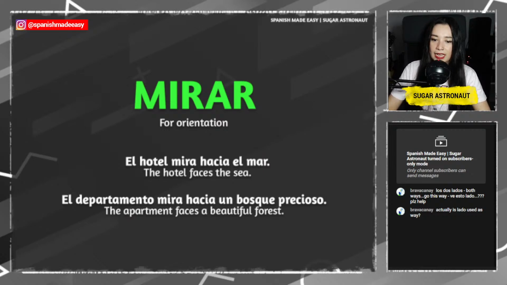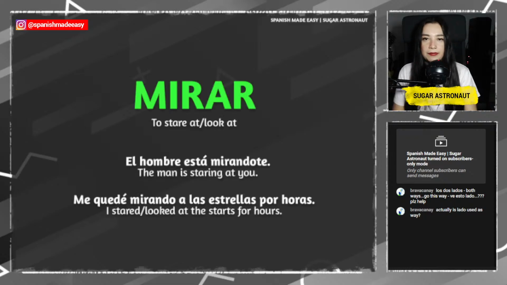The last use of the verb mirar is to stare at or to look at. Specifically when you're really staring at something, okay? It could be a person, it could be an object. So, like, I'm staring at my screen. Estoy mirando mi pantalla. Okay? So, that's very interesting. Let's look at 2 examples, and then if you have any questions, please let me know. And I'm gonna try to answer them all. You can use the live chat for that.